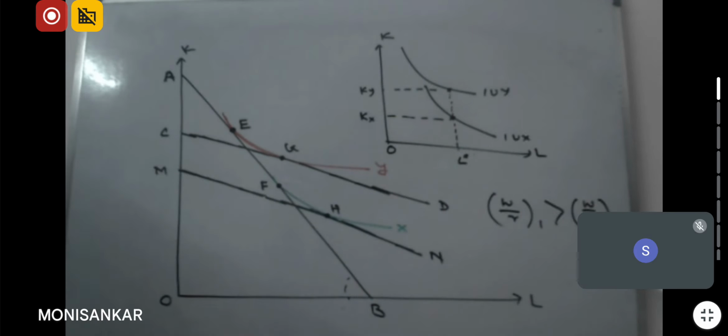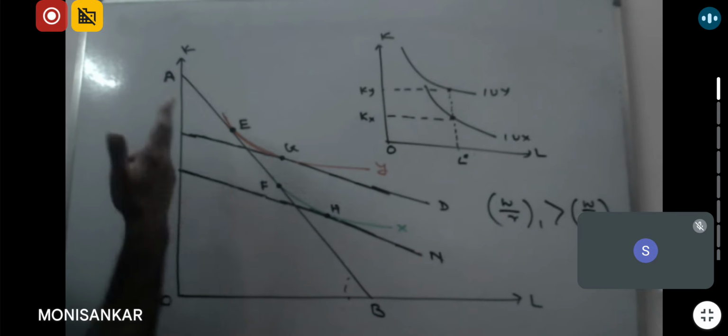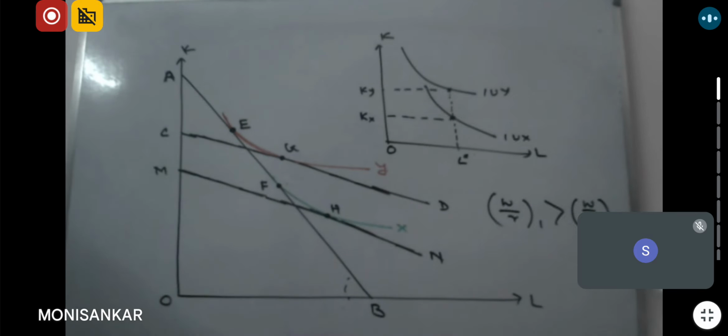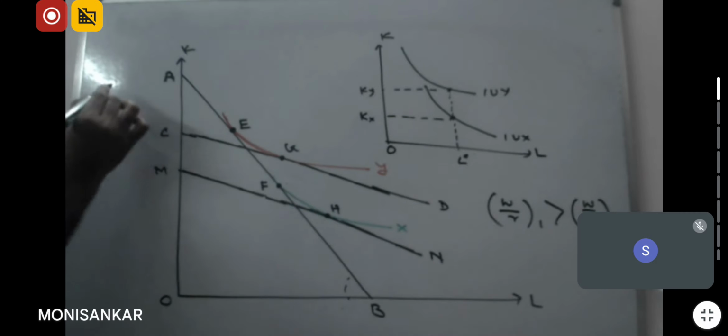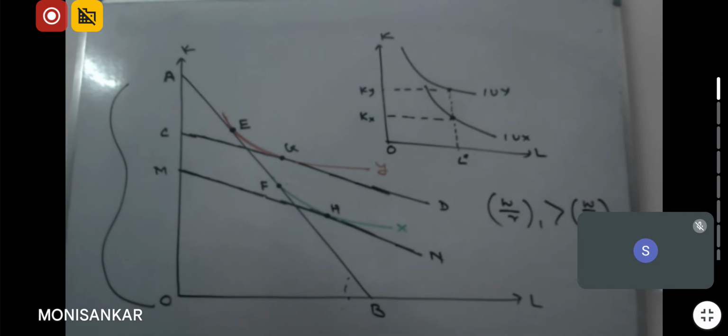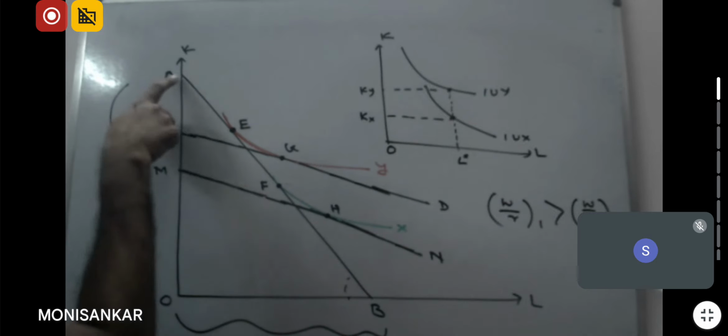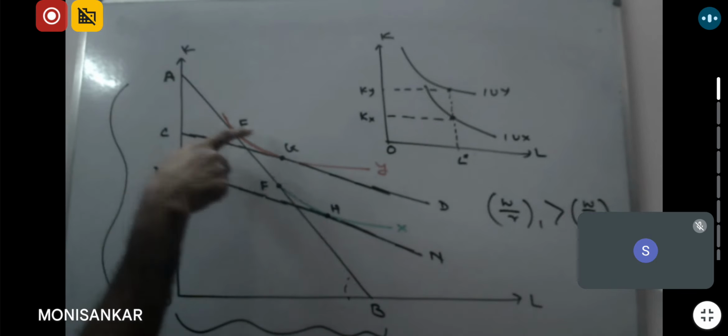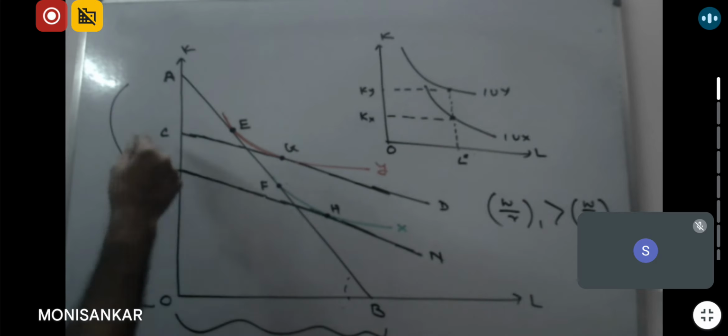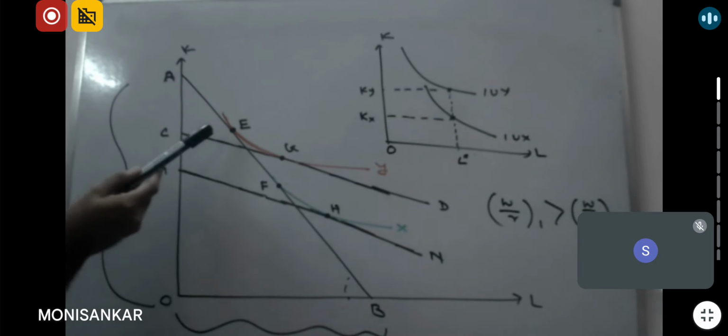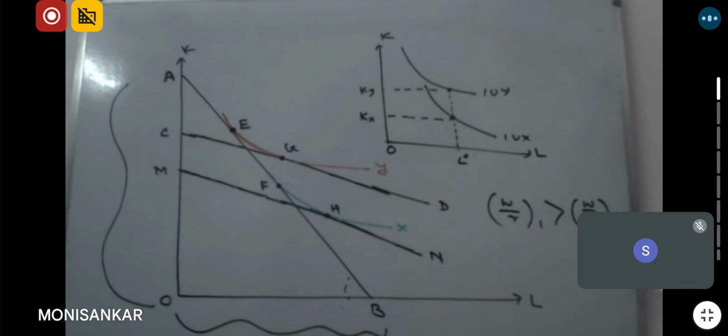And this is your assumption. Why assumption? Because according to your graph W by R2 is lower. So thus for country 1, look, the AB line indicates OA amount of capital, which equals OB amount of labor. Because any point on the isocost line implies the same cost, you can produce any 1 unit of X or 1 unit of Y, same.